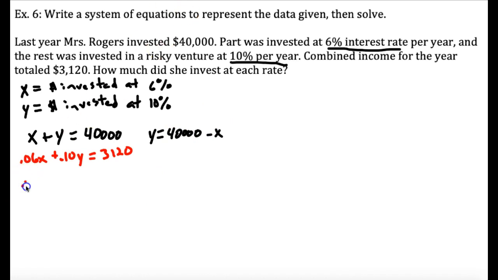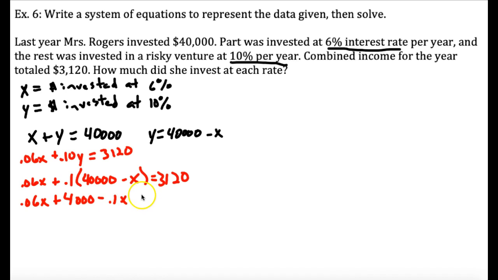So that'll become 0.06x plus 0.1 times (40,000 minus x). That's going to equal 3,120. So I'm going to distribute this 0.1 through. So I'll have 0.06x plus 0.1 times 40,000. So 10% of 40,000 would be 4,000 minus 0.1x equals 3,120. So I can combine my like terms here. I've got 0.06x minus 0.1x. That's actually going to be negative 0.04x plus 4,000 equals 3,120.